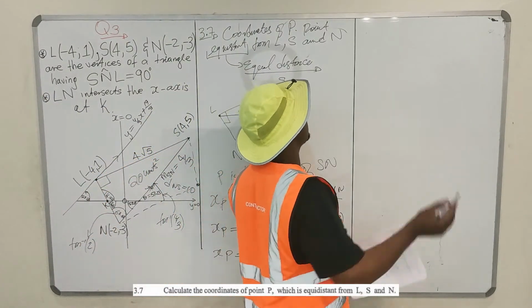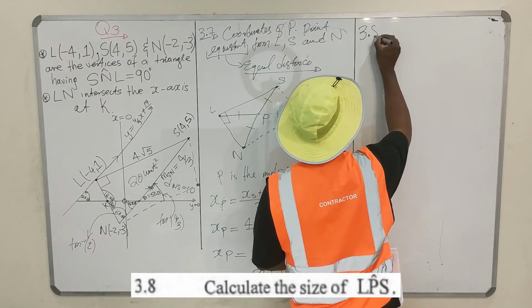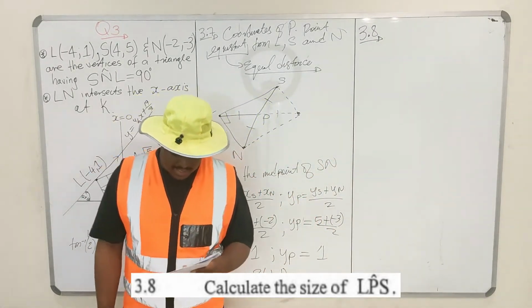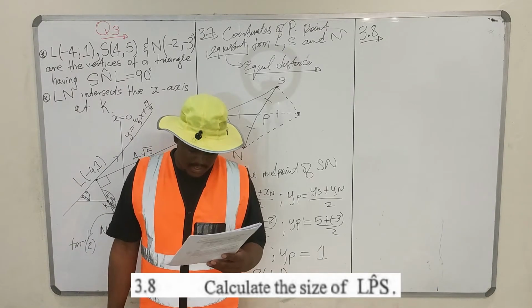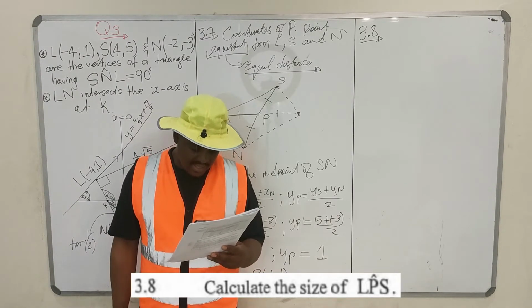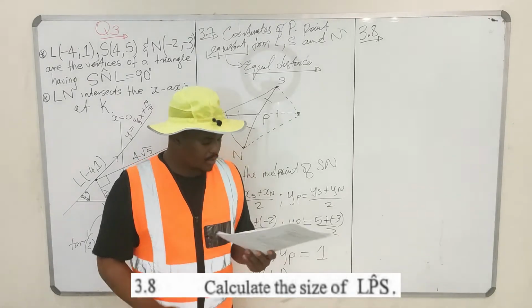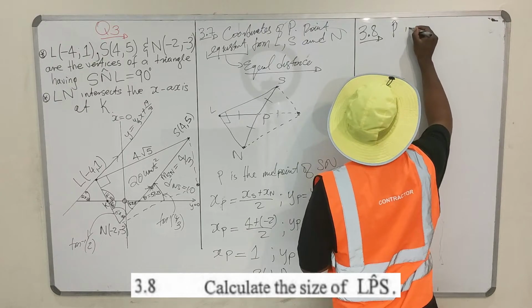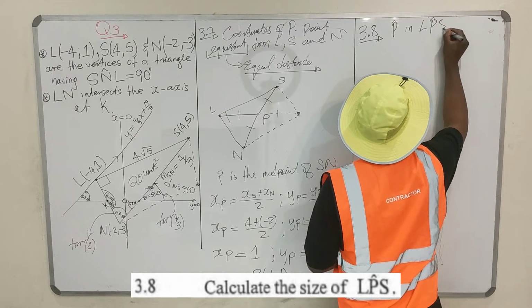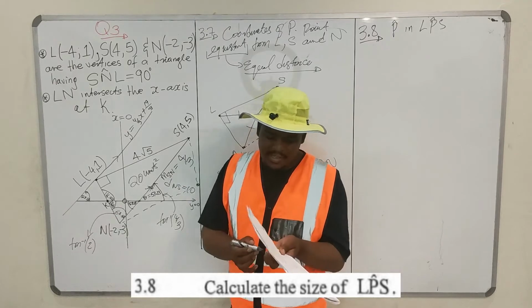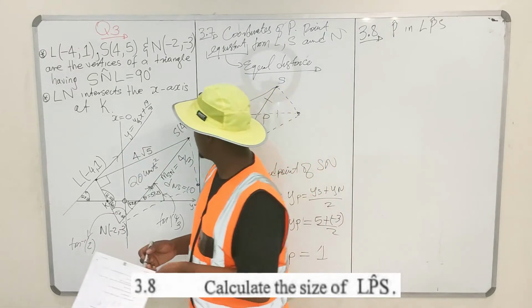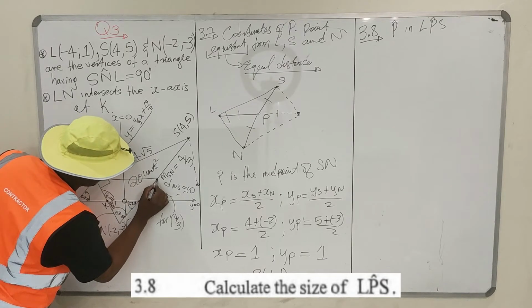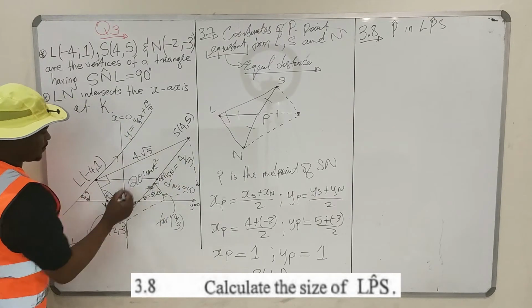So go to 3.8, the last question. What are they saying at 3.8? They are saying calculate angle P in LPS. Calculate the size of angle P in LPS. Where is LPS? This is L, P somewhere here, and S there.